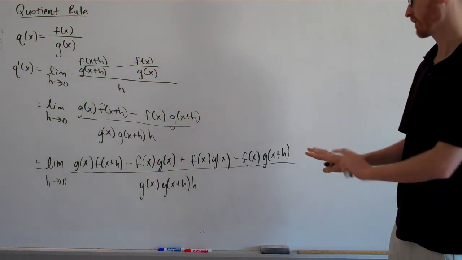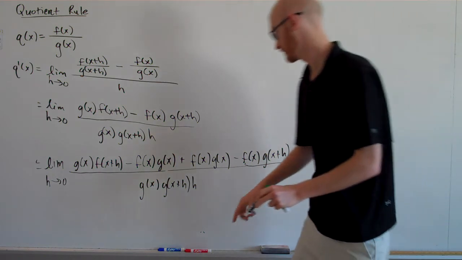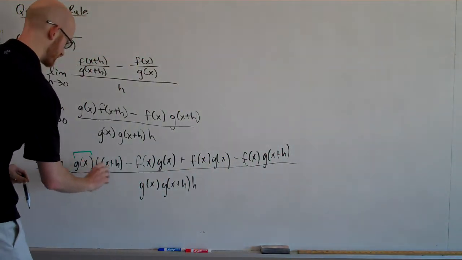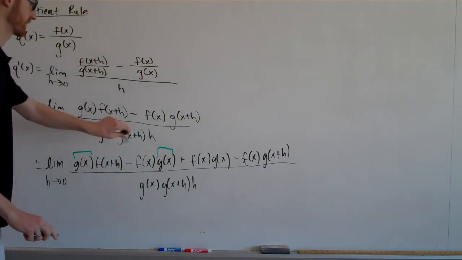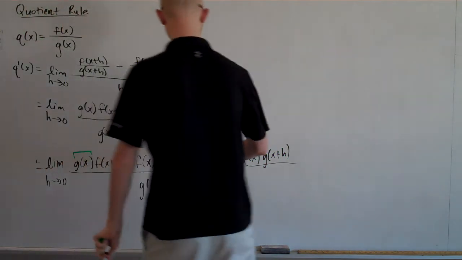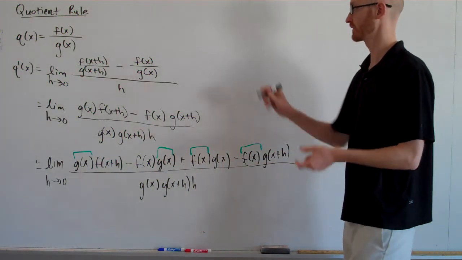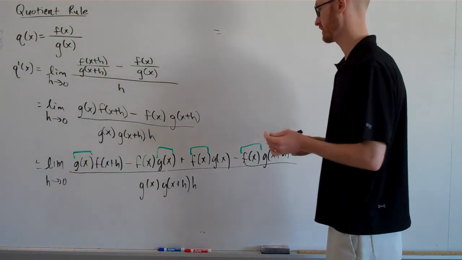Okay, now we look for factoring that we can do. You can see clearly that there's a g of x, there's a g of x, so that's what we'll factor out of the first two, and there's an f of x, there's an f of x, and that's what we'll factor out of the next two. So I'm going to resume my work up here.